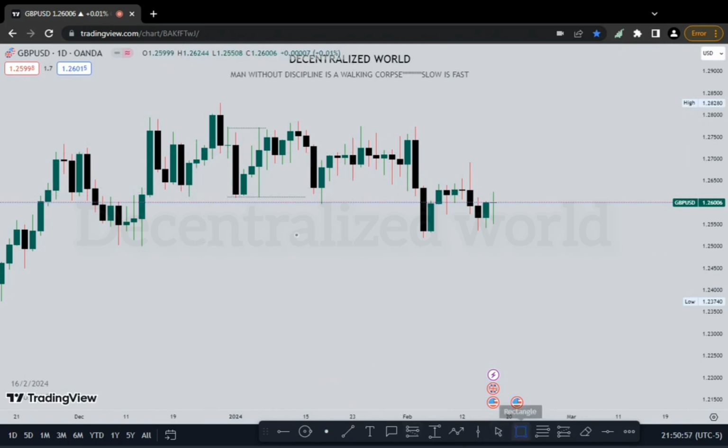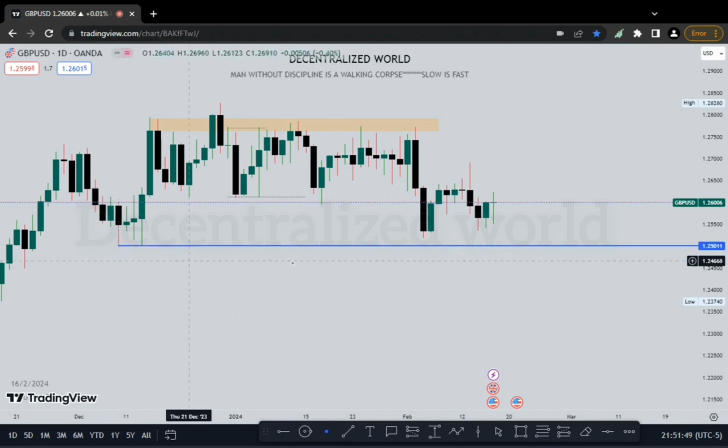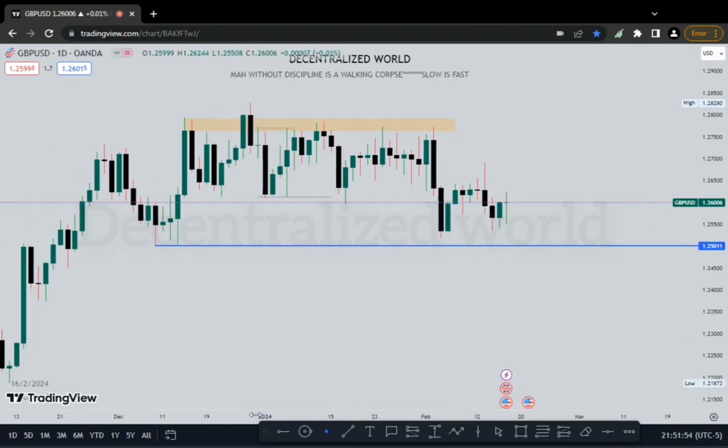Initially, you have to use this thing as a module. The market takes out liquidity, then broke structure, then you have to actually understand points and where the market will be heading. And I think that the market wants to take out this equal low. This is what I'm anticipating.